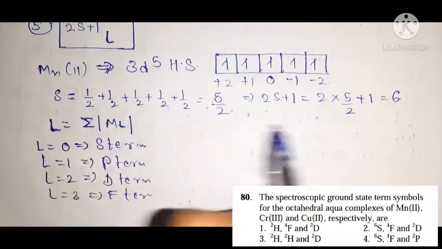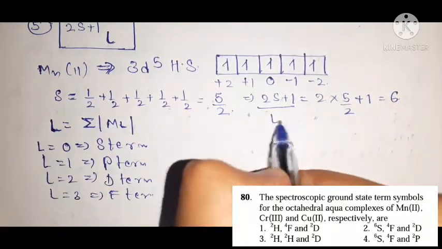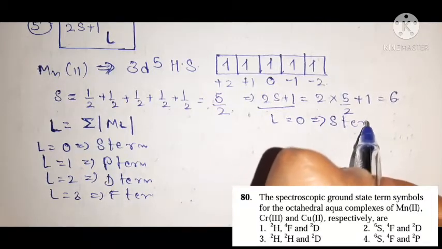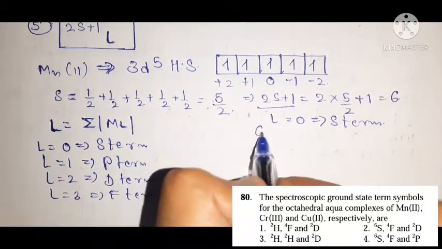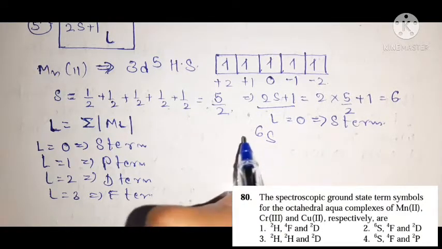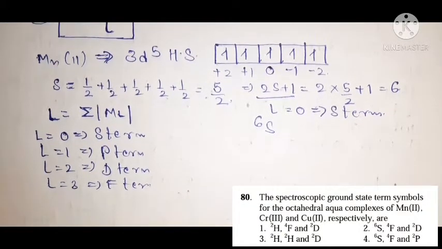So here the value of 2S plus 1 is 6 and the value of L is 0, which leads to S term. So its ground state term symbol will be 6S. For manganese second, its ground state term symbol will be 6S.